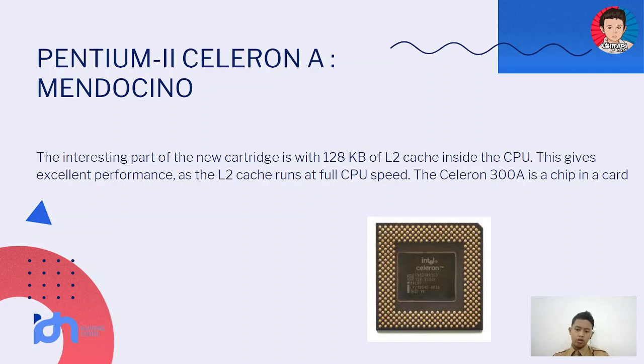Next is Pentium 2 Celeron A Mendocino. The interesting part of the new cartridge is with 128 KB of L2 cache inside the CPU. This gives us excellent performance, as the L2 cache runs at full CPU speed. The Celeron 300A is a chip in a card.